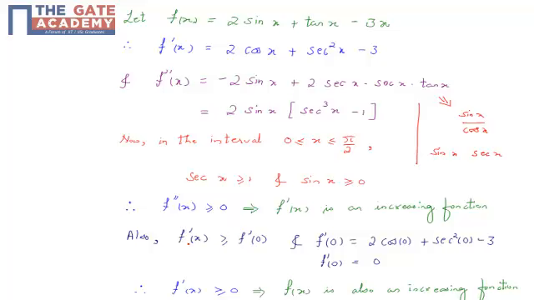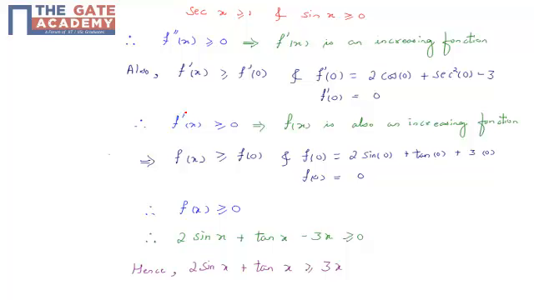This indicates that f dash of x is always greater than or equal to f dash of 0, since x takes values within the range 0 to pi by 2 and f dash of x is an increasing function. Now we compute f dash of 0. Putting x equal to 0 in the f dash of x equation, we get f dash of 0 equal to 0. So f dash of x is always greater than or equal to 0.